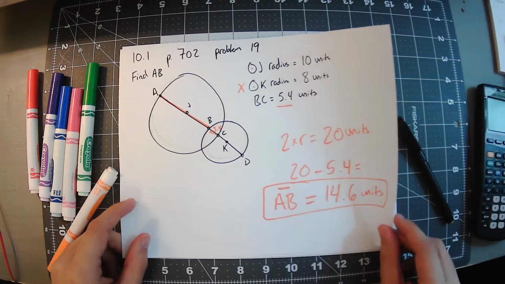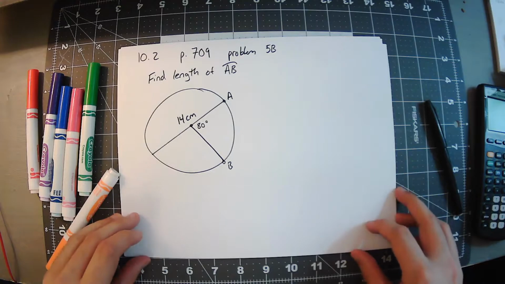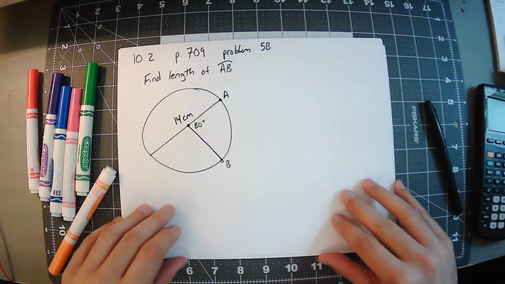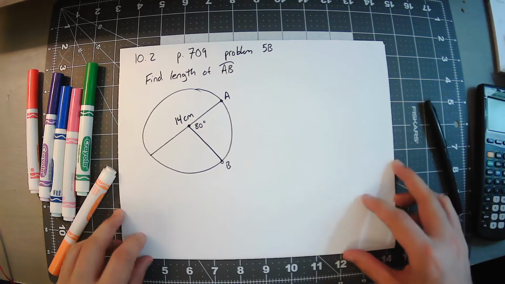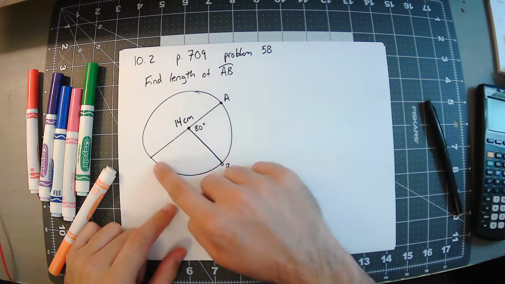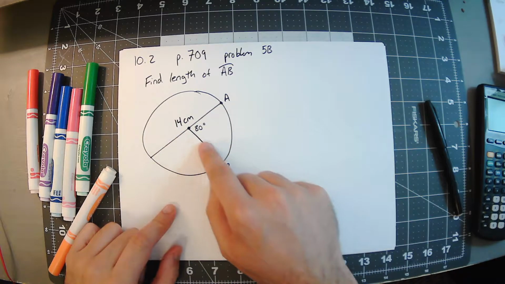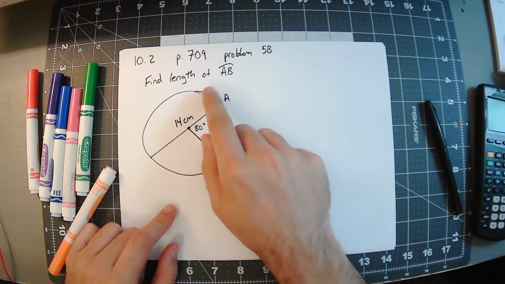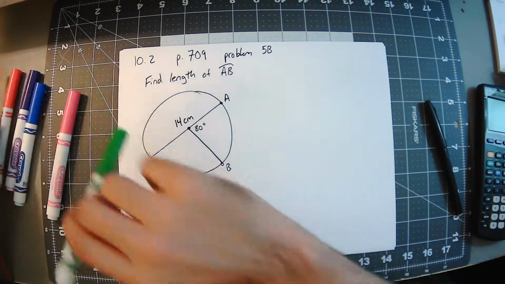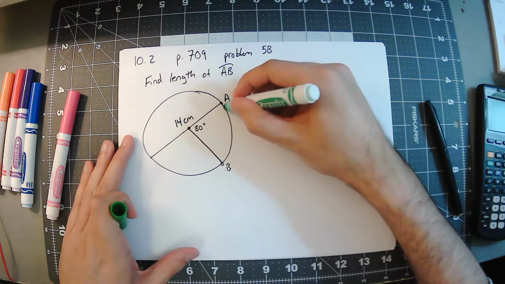Once again, if you need to pause the video, slow it down, or rewind it, do so. Whatever helps you understand it. Here's our 10.2 problem. It's from page 709, problem 5B. It's actually near the examples, so it comes from that area. We have this circle. We're told the diameter is 14 and this angle is 80. And we're looking for the length of arc AB.